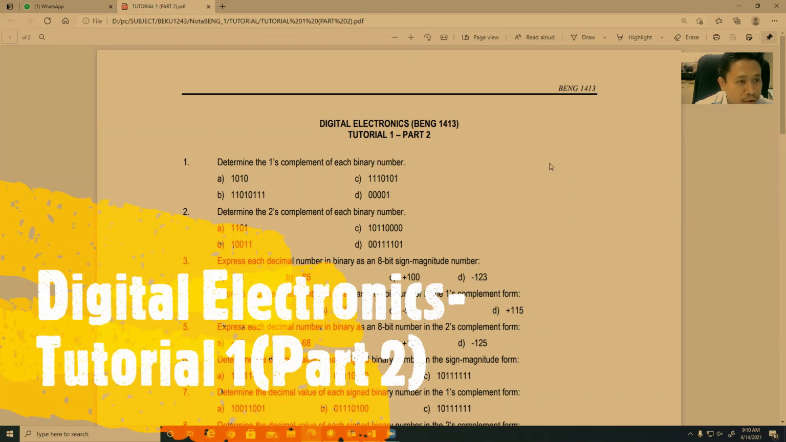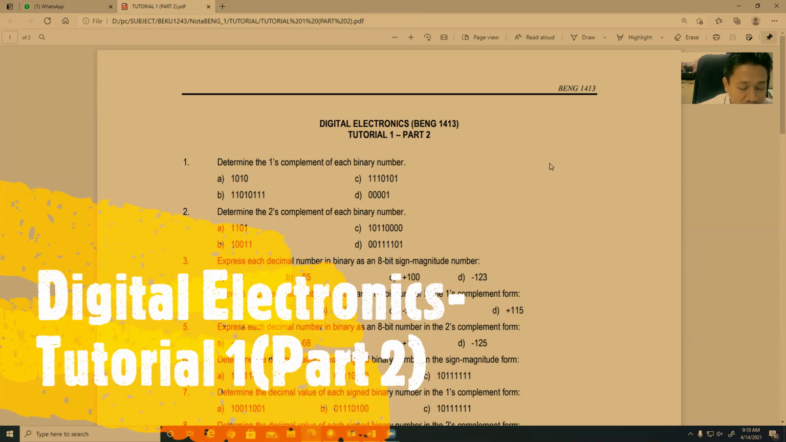Alright, so today we go for tutorial one, part two. You can refer to tutorial one and tutorial one, part two on MS Teams. I will upload all the tutorials until chapter four, so you can refer to MS Teams. The files for the tutorial are already given, so you can try them actually.